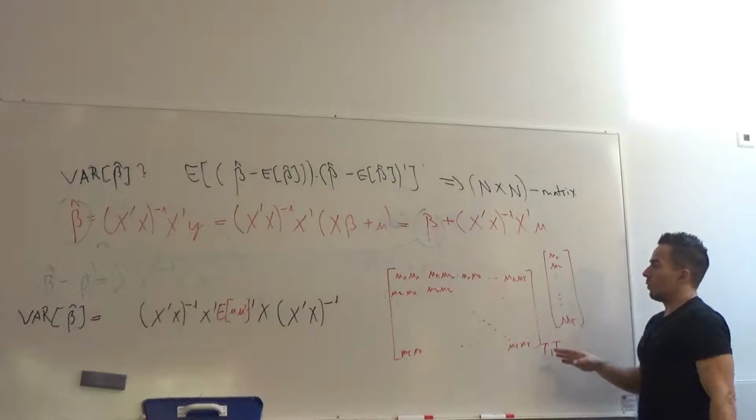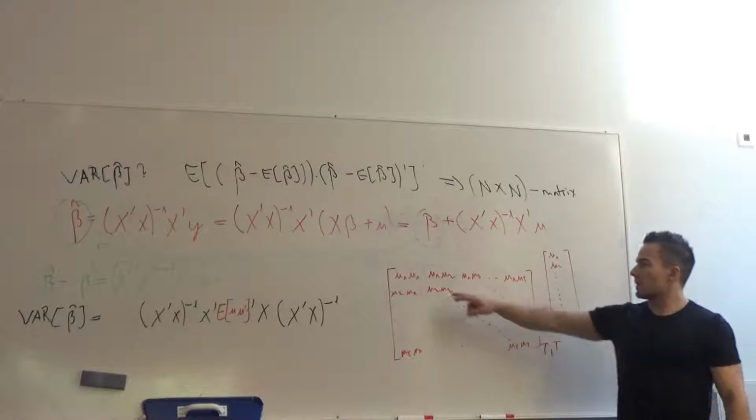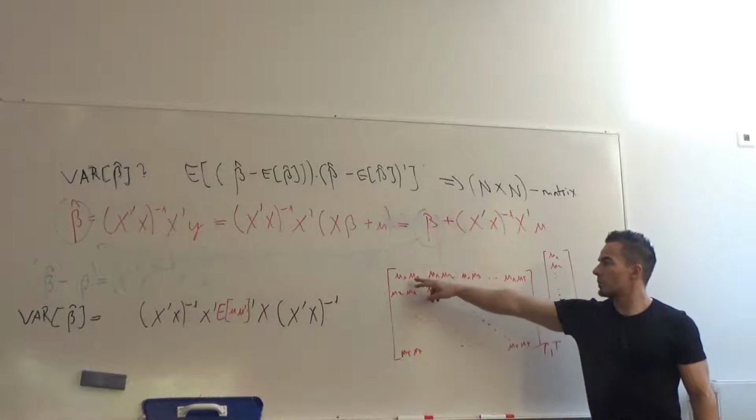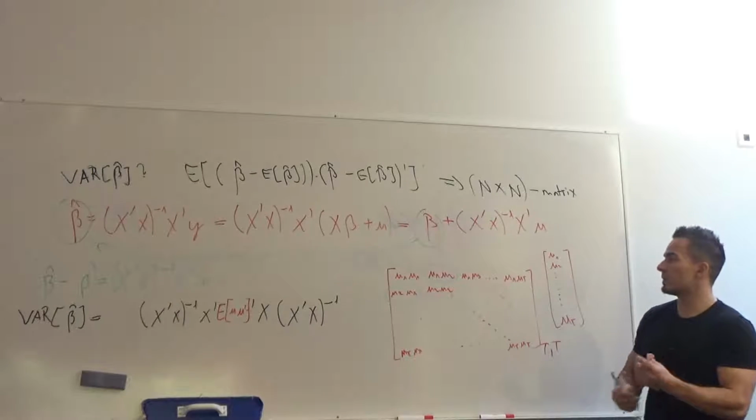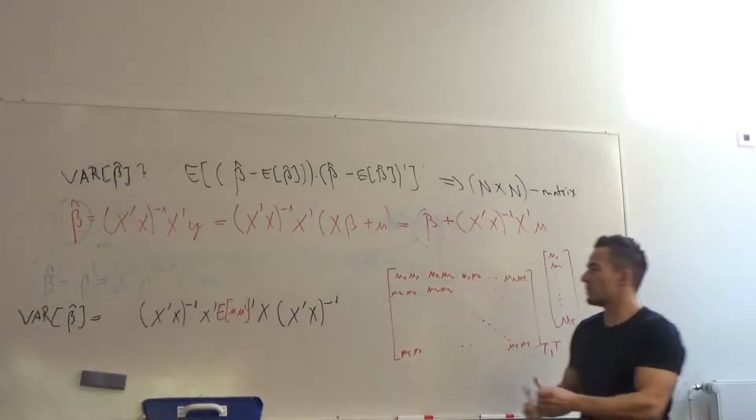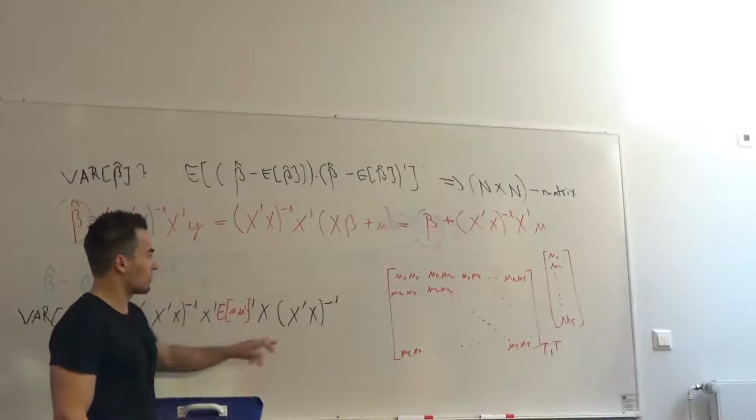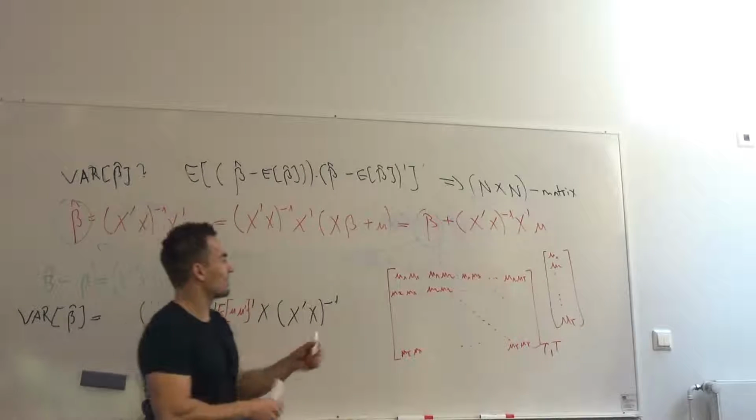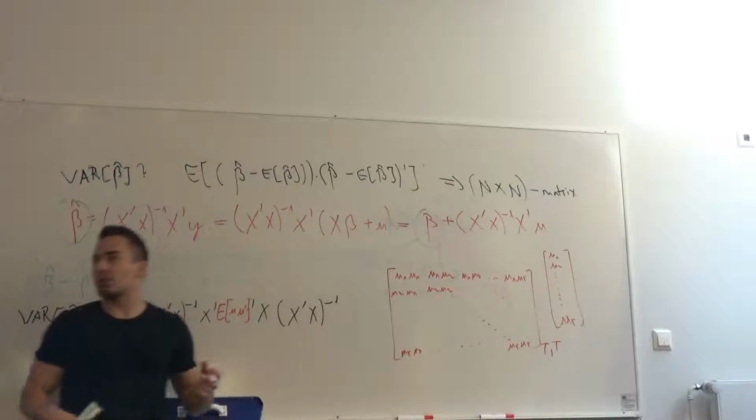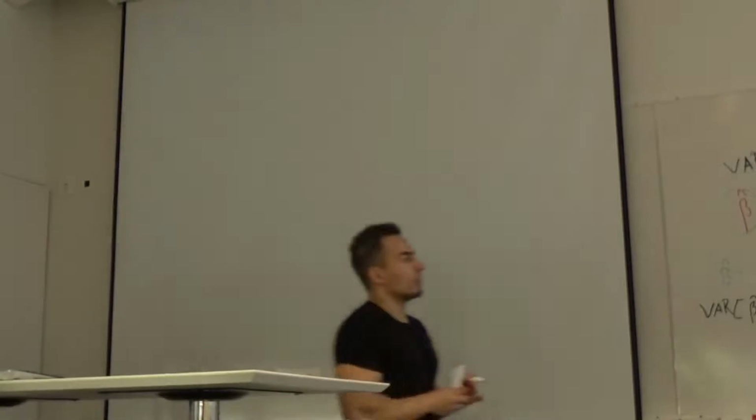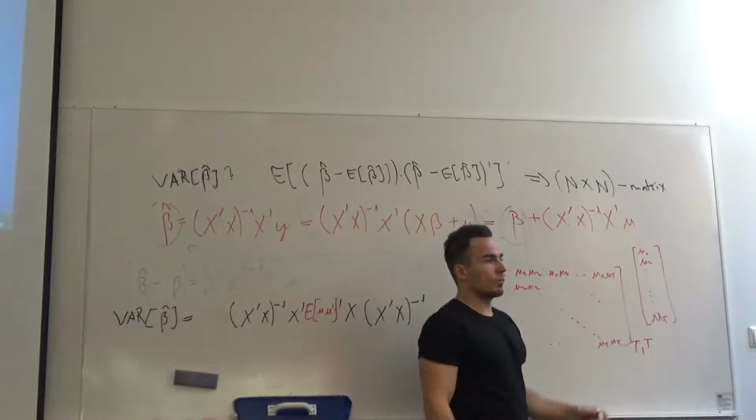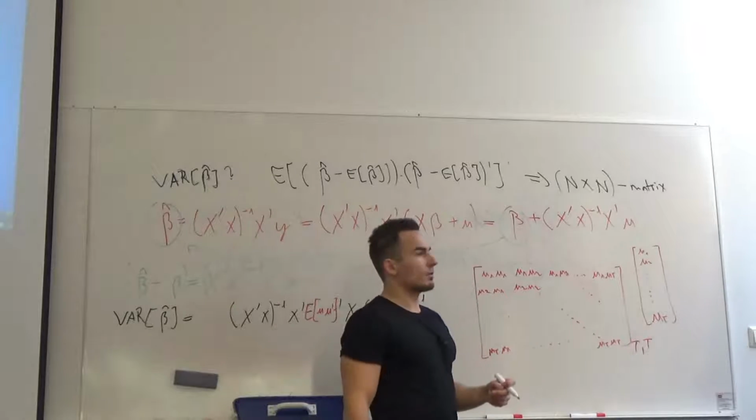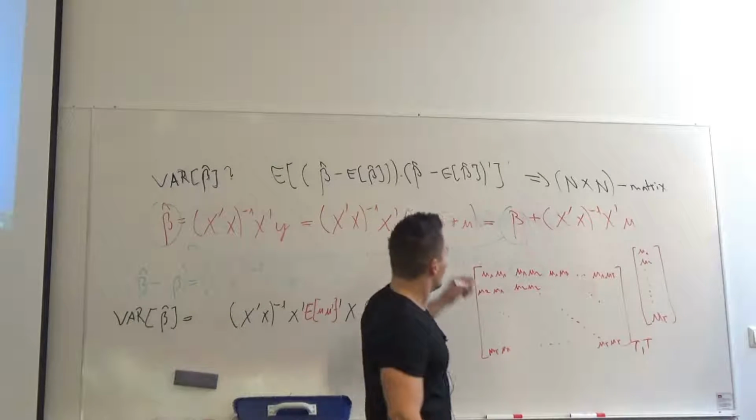So what are these guys here on the main diagonal? u1 times u1, what is that? What's the expectation of u1 times u1? According to our OLS assumptions, all of these guys have the same distribution, with expectation of 0 and variance of sigma squared, right? So we can rewrite it.